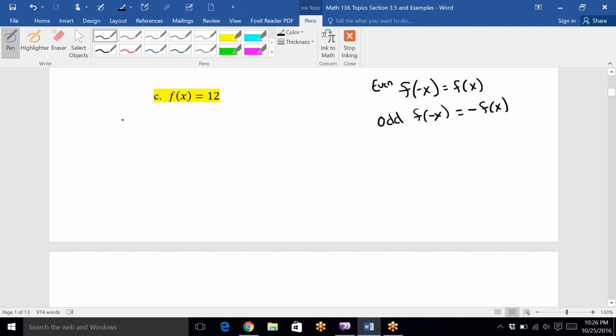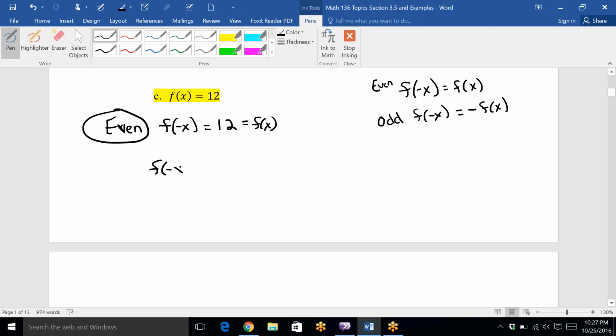So when we do the test, essentially we have to just change all of our x's to negatives. Now in this case, if you put in negative x, on the other side, it's just a 12. There is no x over here. So f of negative x does equal the original function. So this function is definitely even.